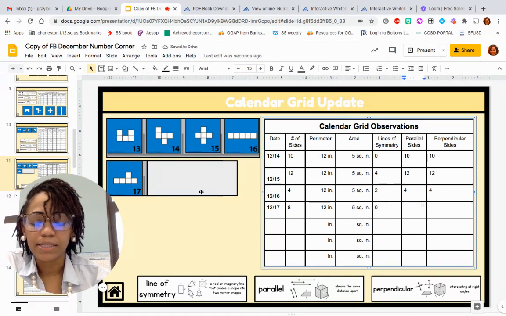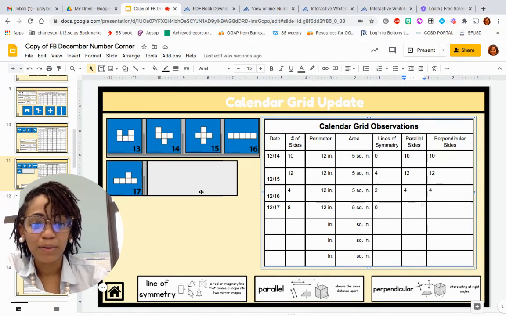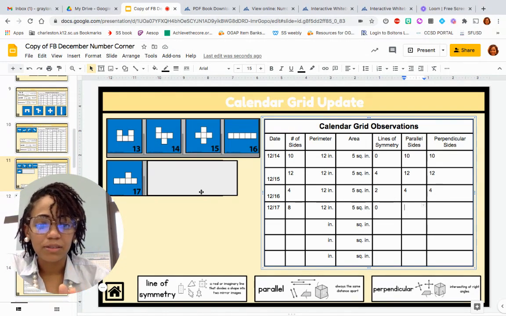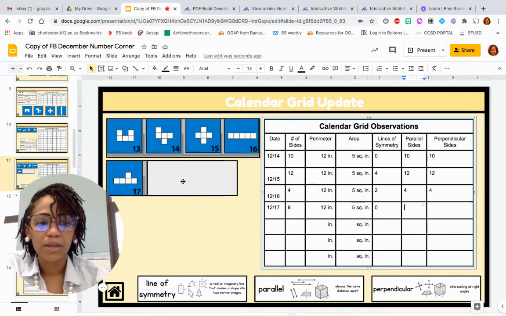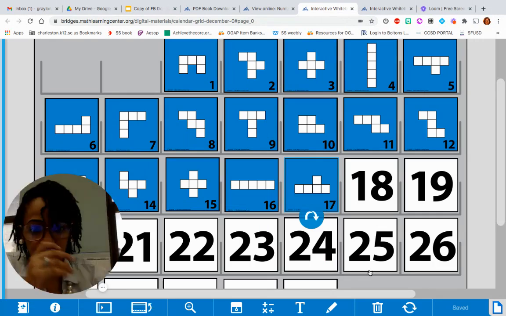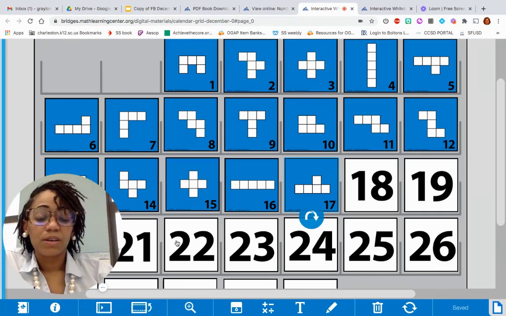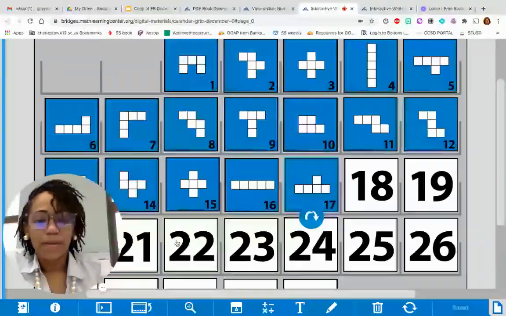How about parallel lines? Remember, they're going in the same direction, same distance apart. They're never going to intersect or cross over each other. How many would you say? Let's get a closer look at it. How many parallel lines?